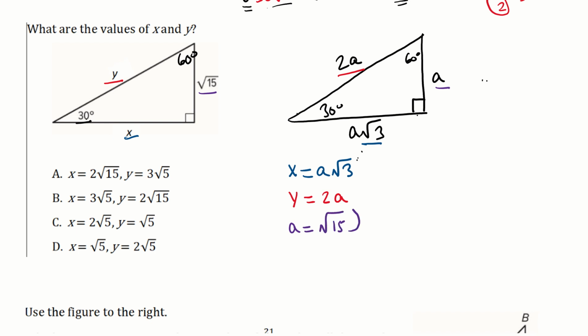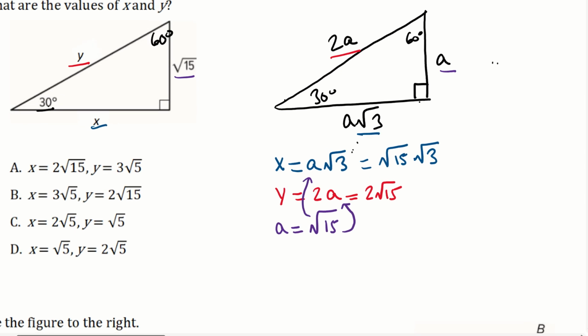Well, then that means we can plug it into there. So y is equal to 2 square root of 15. And we can also plug this into here as well. And so we get x is equal to square root of 15 times square root of 3. All right, so we got y. So y is equal to 2 square root of 15. Now let's get x. Now x is square root of 15 times square root of 3, so we need to simplify this. So let's break this up.